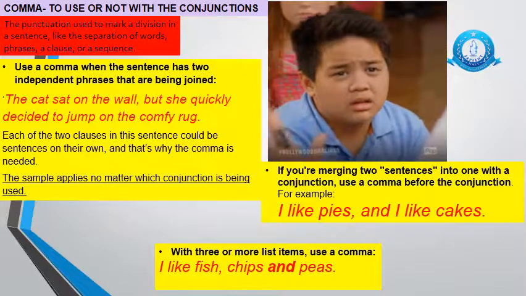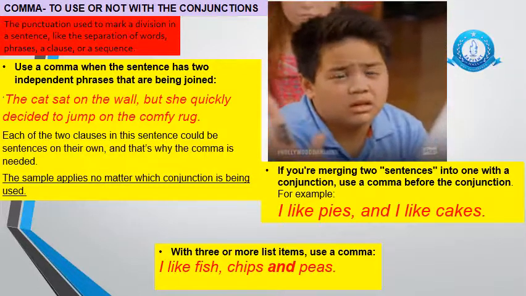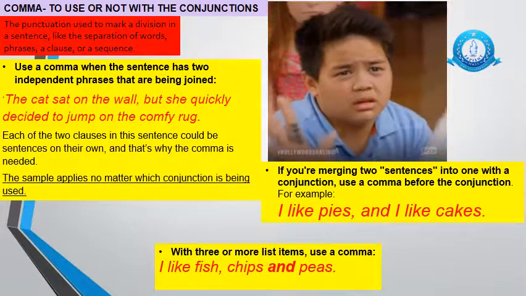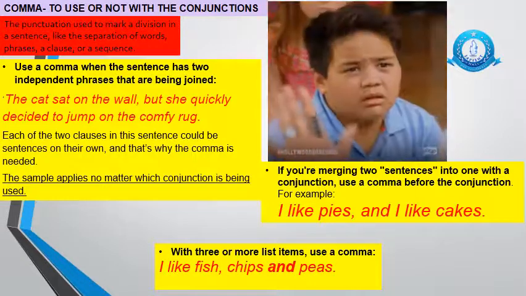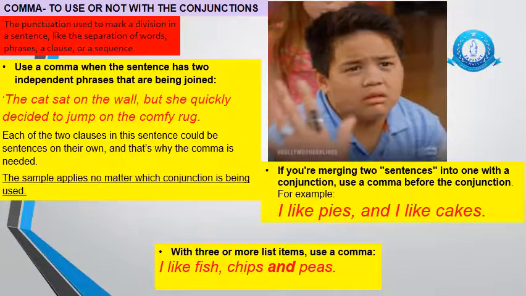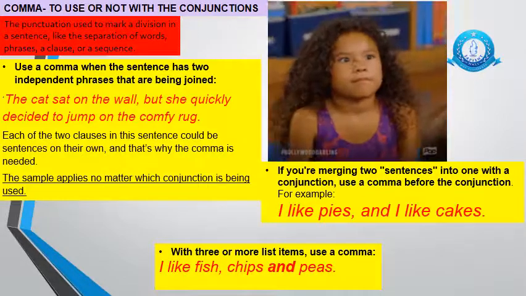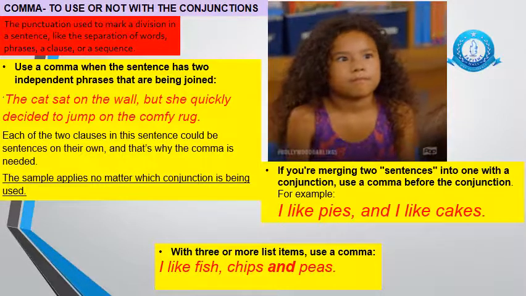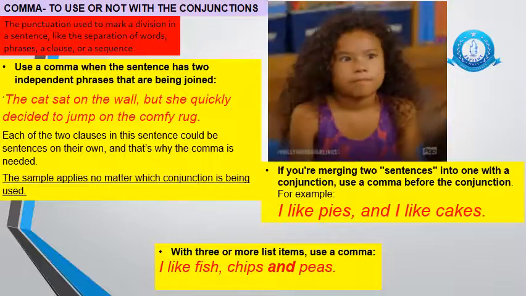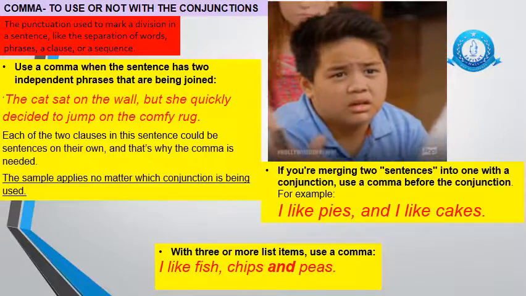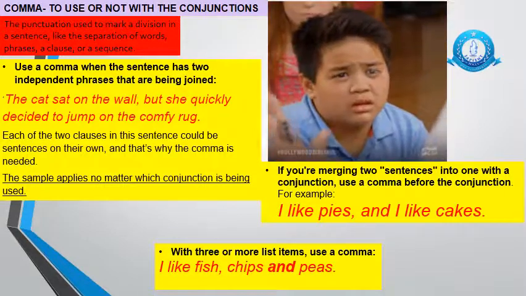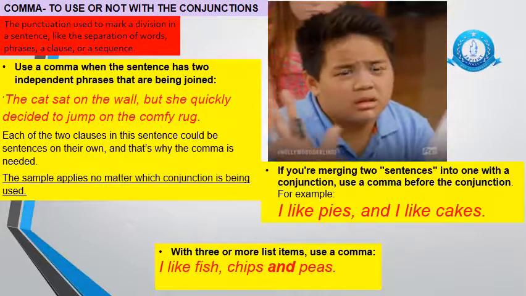Number 3: with three or more list items, use a comma. So you like fish, comma, chips, and then when you're just about to use the conjunction, you have "and peas". Now you don't use a comma just before "and" here. If you're more familiar with American written English, they tend to put a comma before the "and", but for British English, we don't. So it's: I like fish, comma, chips and peas.